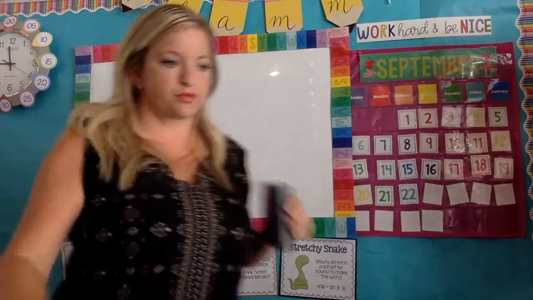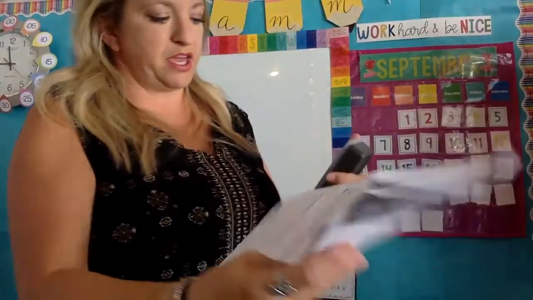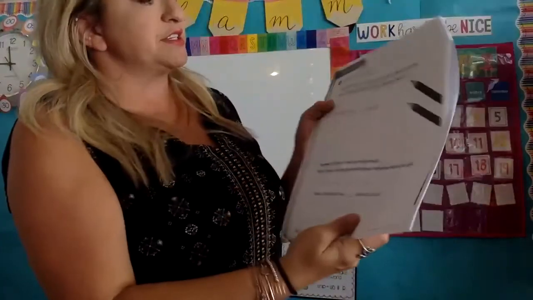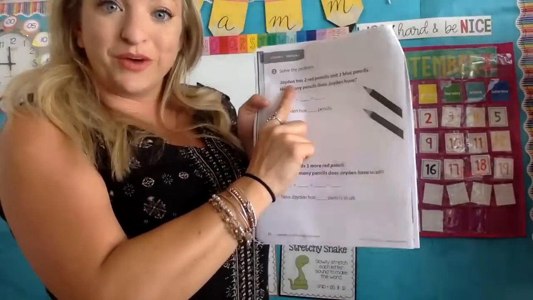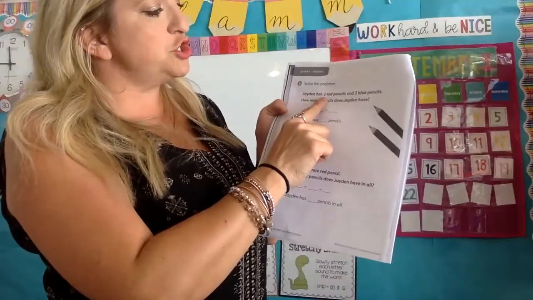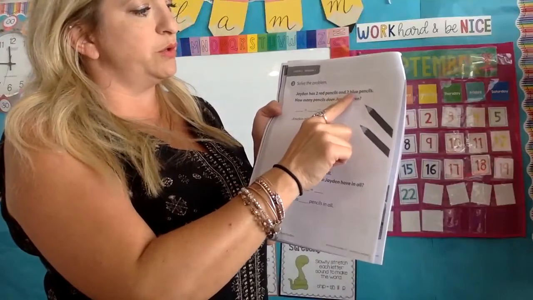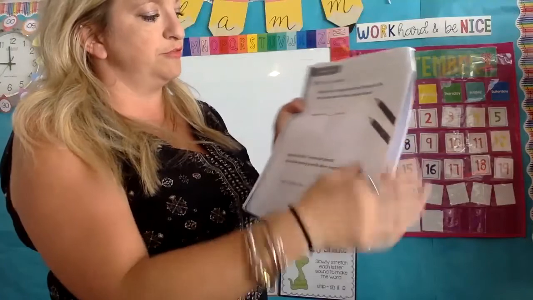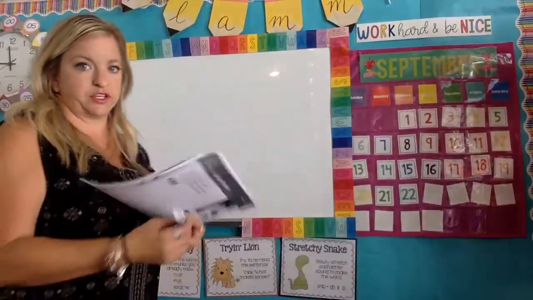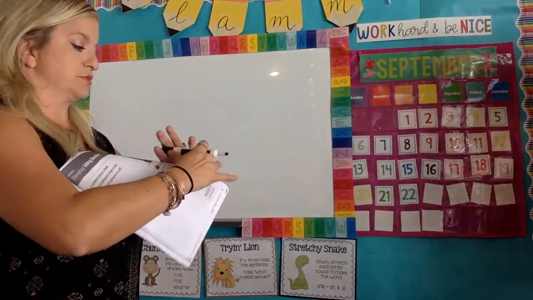All right. So at the top of page 32, it says, solve the problem. Jaden, we have a Jaden. Jaden has 2 red pencils and 2 blue pencils. How many pencils does Jaden have? I'm going to draw it, and I'm also going to write it in numbers. I'm going to use digits.